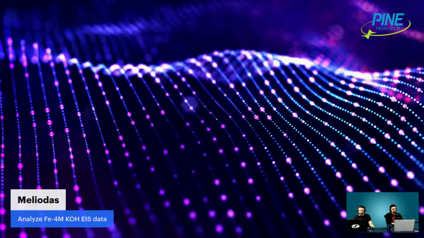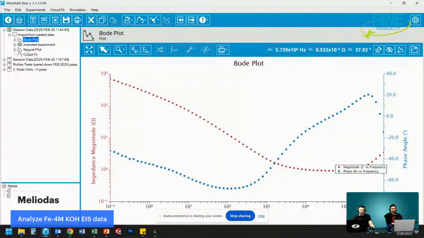So the first was Meliodas, who had some data with, I guess, iron in 4 molar KOH. I have already loaded that in. Let me find which one it is. I think it's this one. Okay, let me share my screen. Essentially the question was just about helping with the circuit fit of this. And the data looked like this, assuming I've imported it properly, which I think I have.